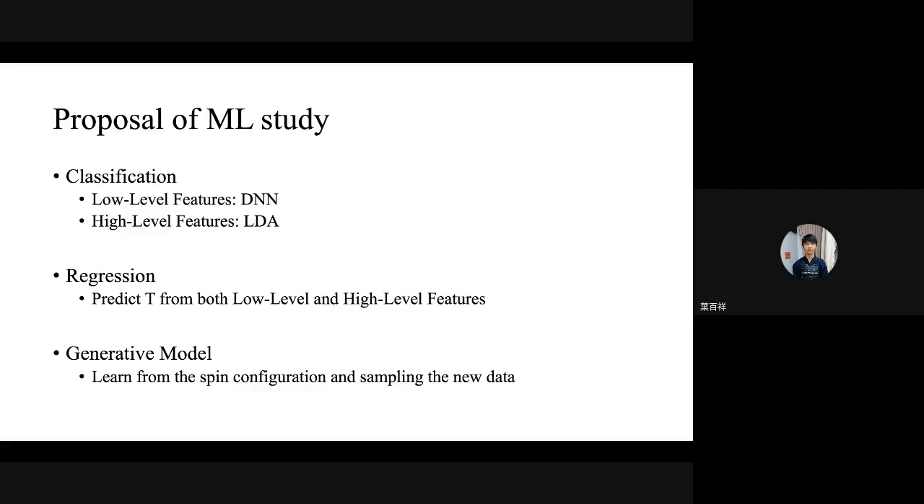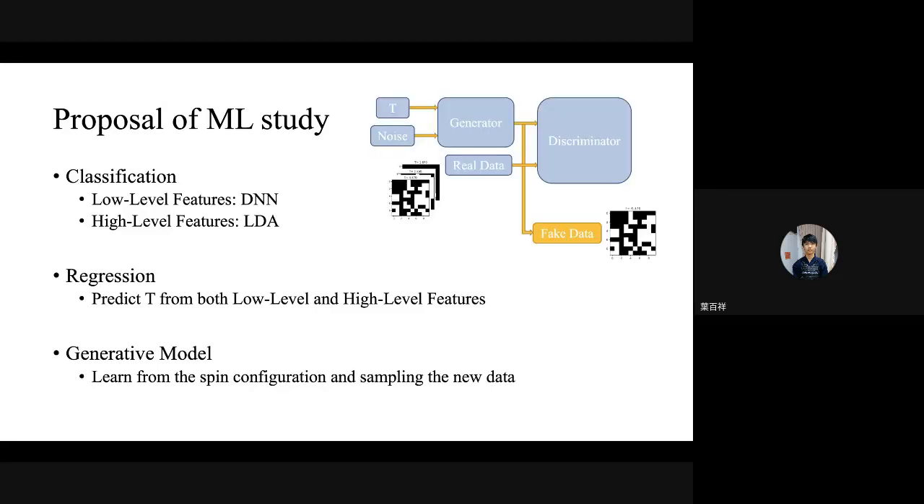And the last one is the generative model. We can take temperature and some random noise as the input and generate fake data from the generator. The discriminator distinguishes fake data from the real spin configuration dataset. After training, the generative model can be used to generate spin configuration datasets instead of using the Metropolis algorithm of the Monte Carlo method.